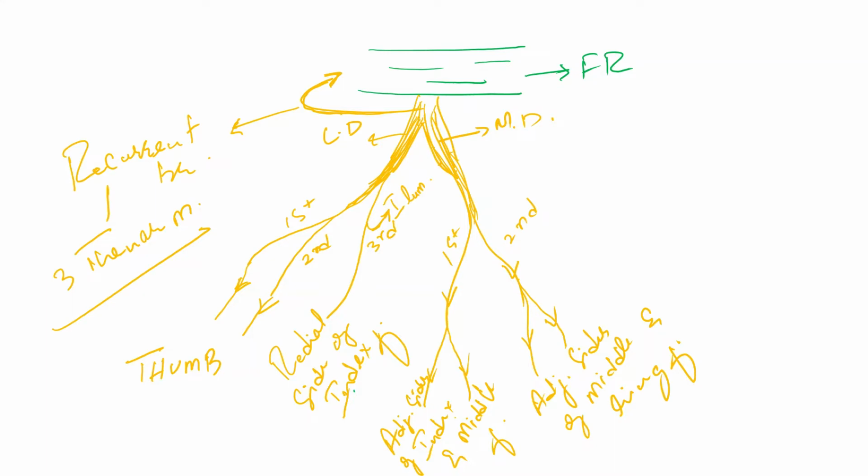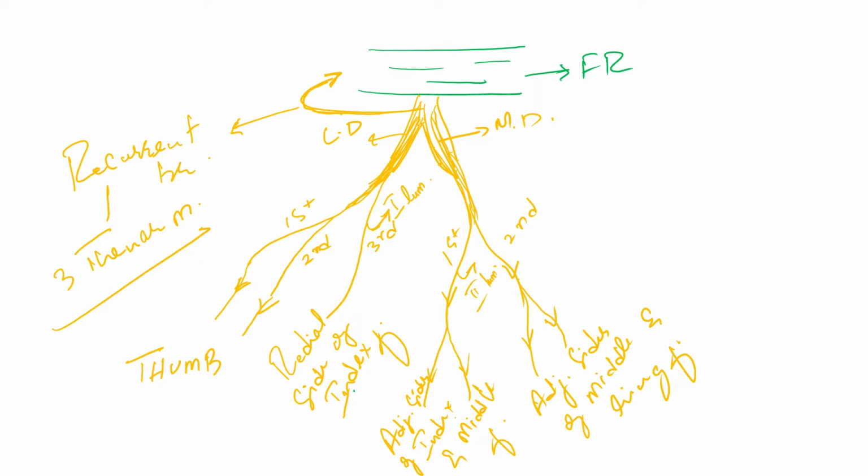Other than giving the digital branches, the first and second divisions also give branches to the lumbricals. The first digital branch also gives a branch to the second lumbrical muscle. Sometimes the second palmar digital branch is also seen to give a branch to the third lumbrical, but usually the first and second lumbricals are supplied by the median nerve. So this is about the branches of the median nerve in the palm.